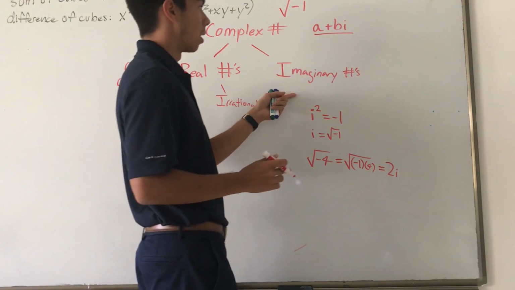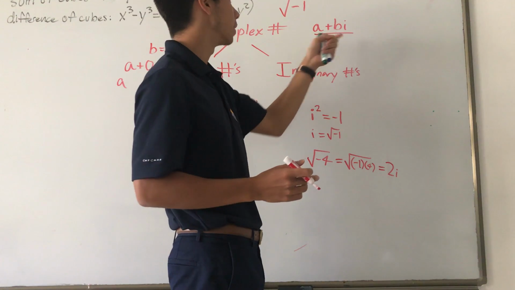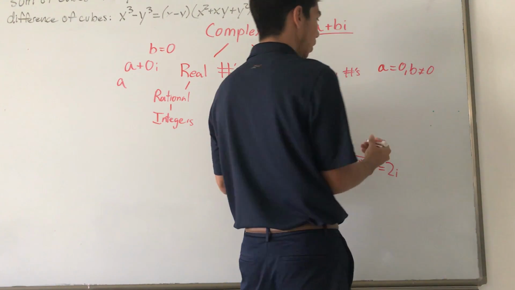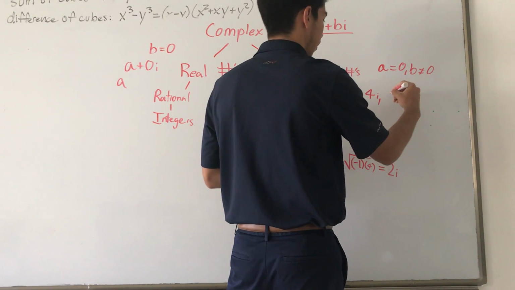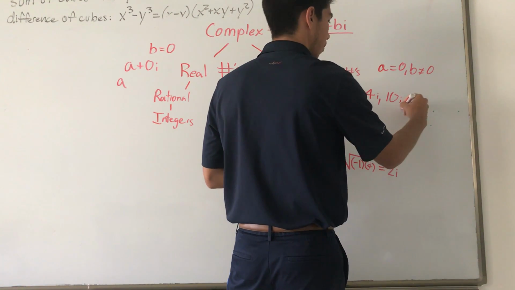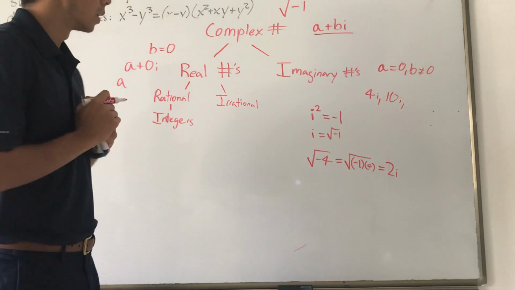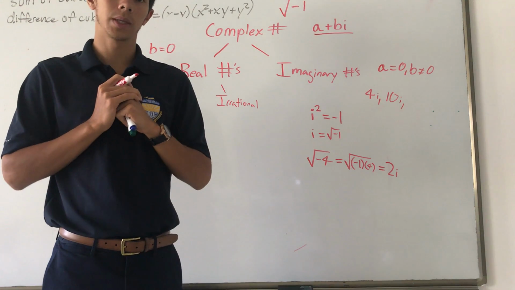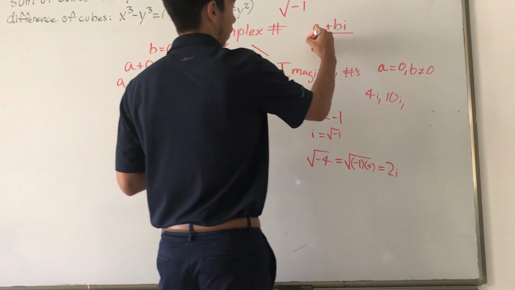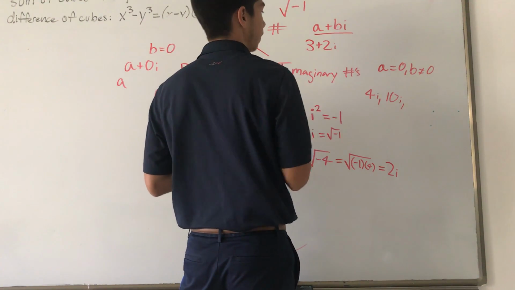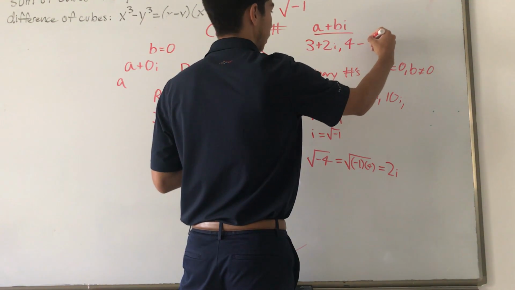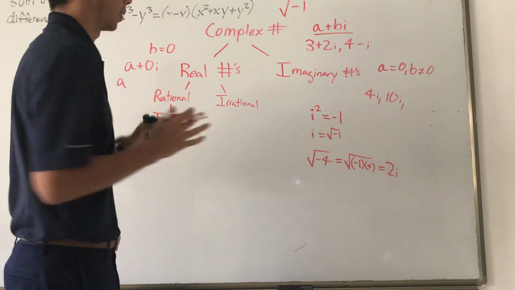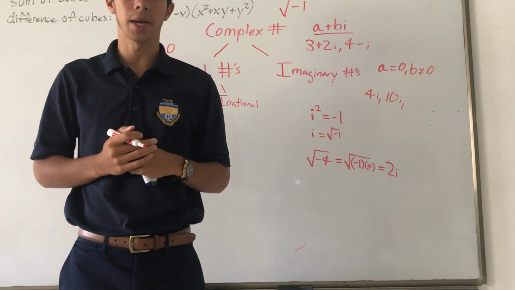And imaginary numbers are numbers where a equals 0 and b does not equal 0. So this could be 4i, 10i, any number like that, okay? Complex numbers are combinations of both. So when we look at roots, moving forward, we can have numbers that are like 3 plus 2i, and 4 minus i. Those are examples of complex numbers. They are all versions of complex numbers, but this is the general form that complex numbers have.